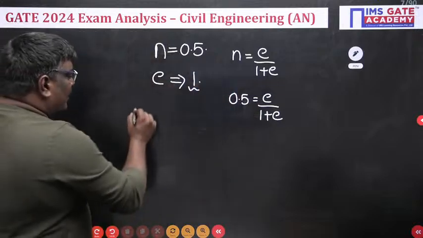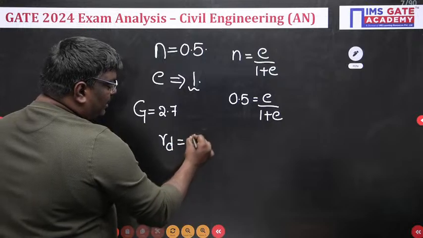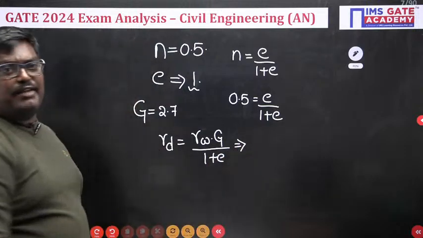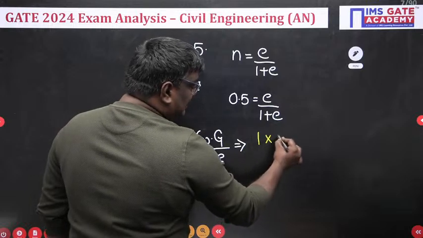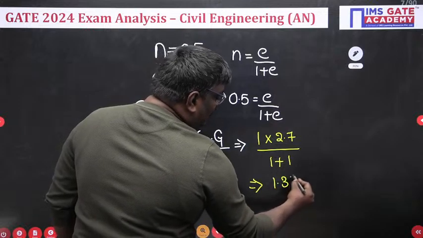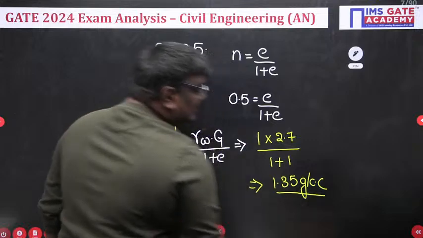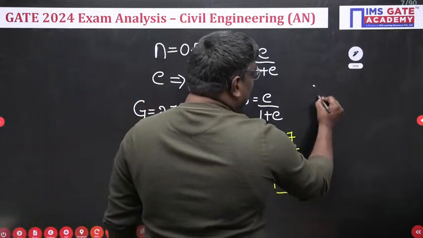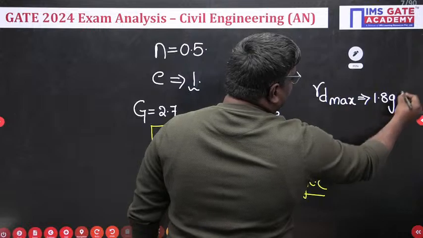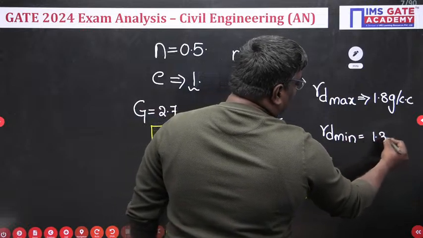They have given the G value in the question as 2.7. Now gamma D is equal to gamma W into G upon 1 plus E. Here gamma W is 1 gram per cc and G is 2.7 upon 1 plus E, which is 2. If you solve this, you will get a value of 1.35 gram per cc. So we got gamma D as 1.35 gram per cc. Gamma D max is given as 1.8 gram per cc, and gamma D minimum is 1.3 gram per cc.